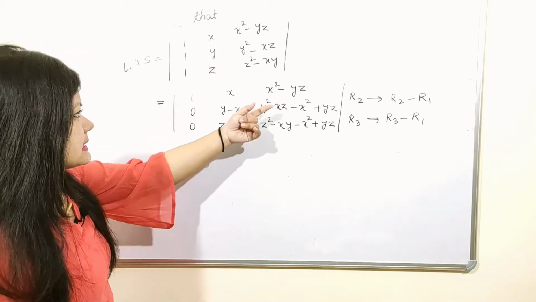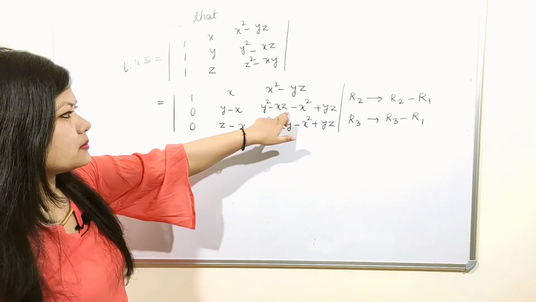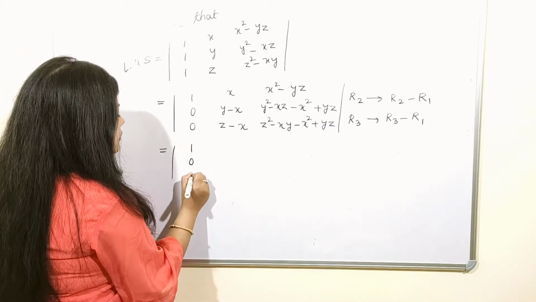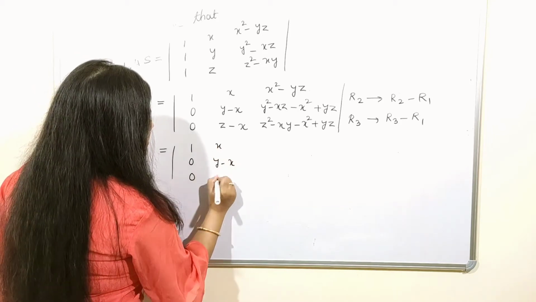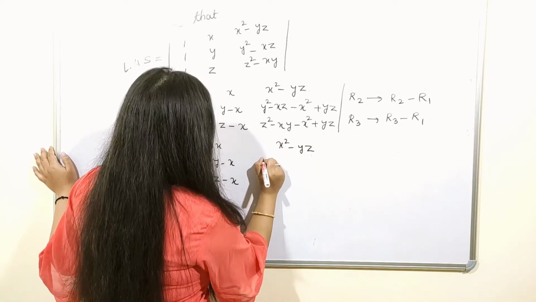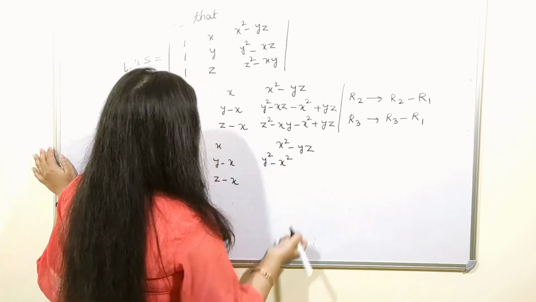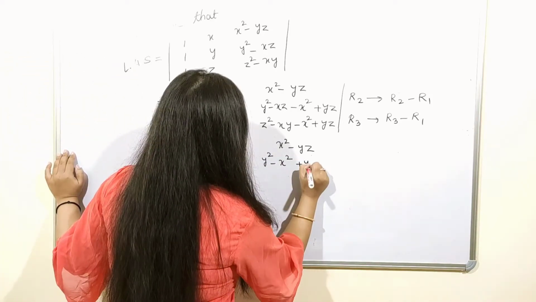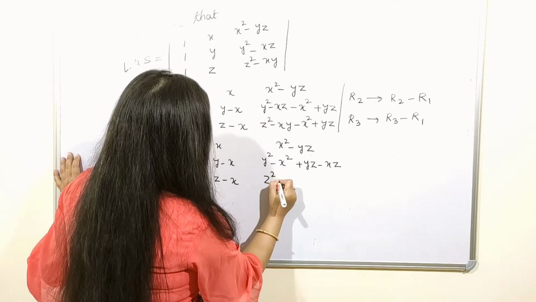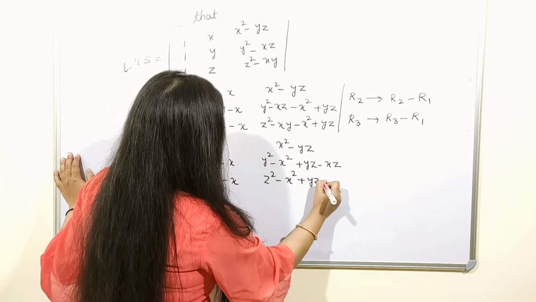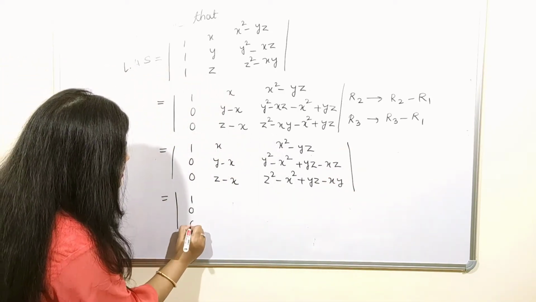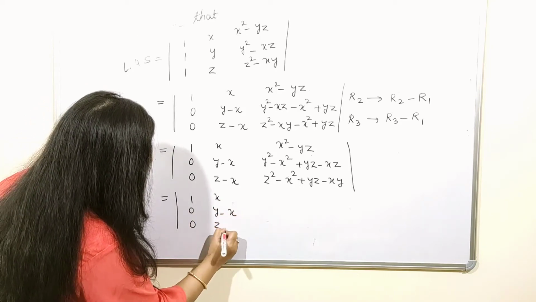Now let us see whether we are getting any common value. Here y square minus x square is in the form of a square minus b square. Rearranging the terms, it is y square minus x square plus yz minus xz. Simply we have rearranged the terms in this step. So z square minus x square plus yz minus xy. After that, 1 0 0, x, y minus x, z minus x.